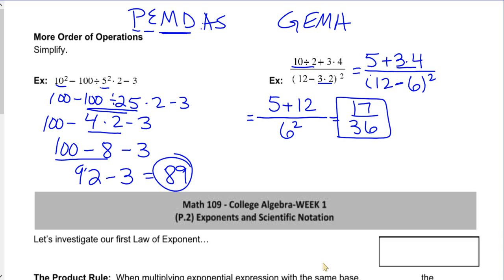So that is it to section 1. We're going to evolve past that a little bit and get into some exponents, which includes also some scientific notation. So thanks again for participating in section 1. We'll see you in section 2.